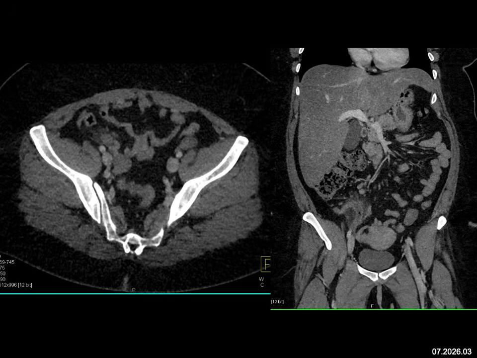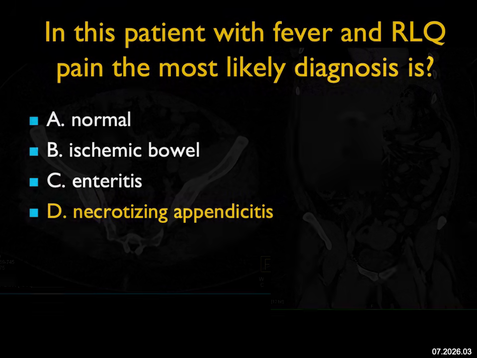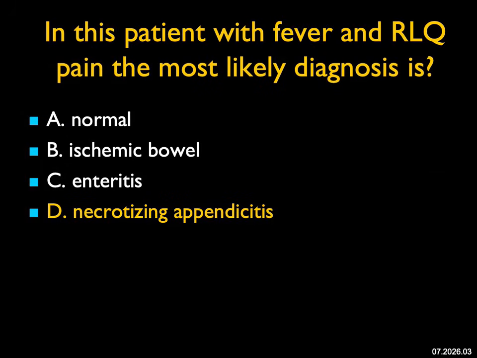It's not the look of ischemic bowel. The vessels look okay, and the small bowel looks good. We're dealing now with enteritis. Again, we're talking about the appendix. And this was a case of necrotizing appendicitis. The patient underwent an appendectomy and did fine.